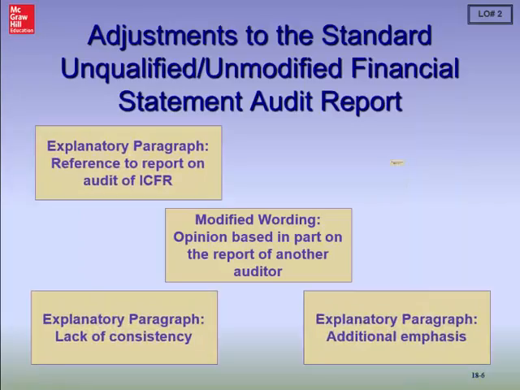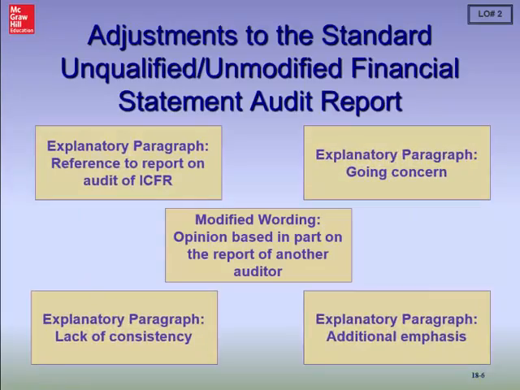What we need to understand is that besides the standard 3 paragraphs of the introductory paragraph, the scope, and the opinion paragraph, we may include additional paragraphs, additional information related to additional issues. In our first example, we had an explanatory paragraph that referred to the report on the audit of internal controls over financial reporting.